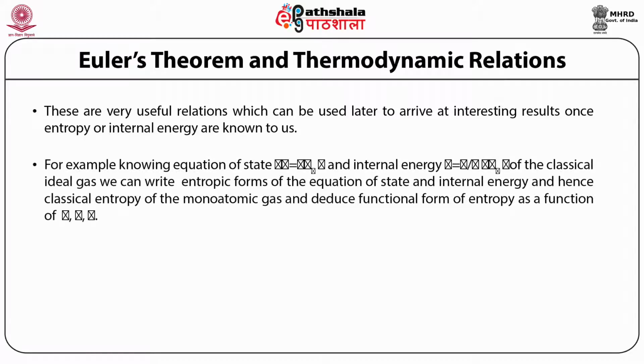For example, knowing the equation of state PV = NkT and the internal energy U = 3/2 N k_B T of the classical ideal gas, we can write entropic forms of the equation of state and internal energy, and hence the classical entropy of the monatomic gas, and deduce the functional form of entropy as a function of internal energy U, volume V and number of particles N.